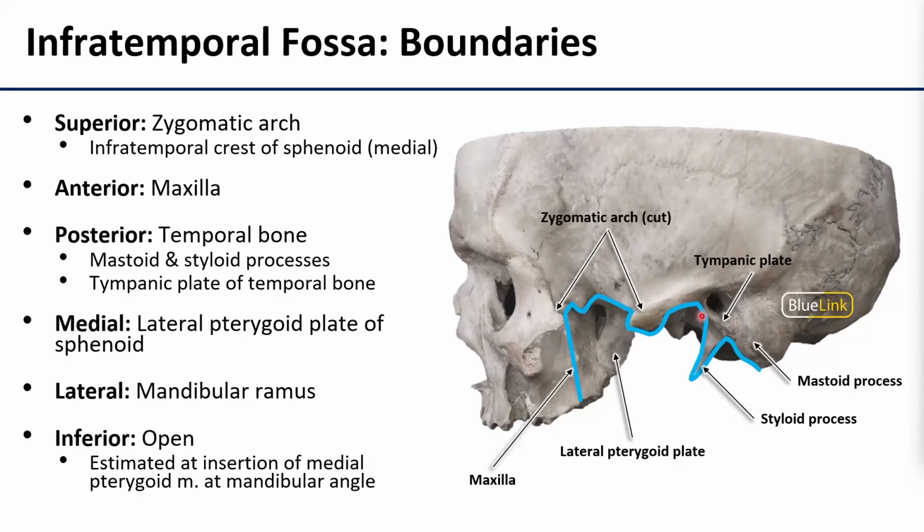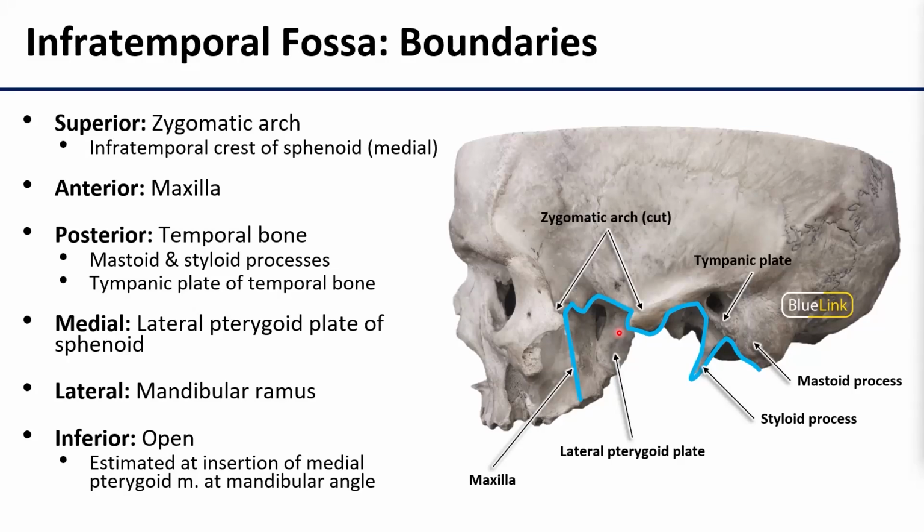So specifically, we've got these big protrusions here, the mastoid process, the styloid process, and then also a little bit of the tympanic plate that closes off the middle ear. Medially, our boundary is the lateral pterygoid plate, which you can see right here. This is a projection of the sphenoid bone. And then laterally, the whole space is closed off by the mandibular ramus, which is not pictured here.